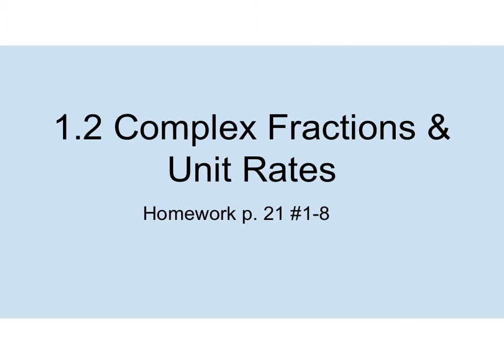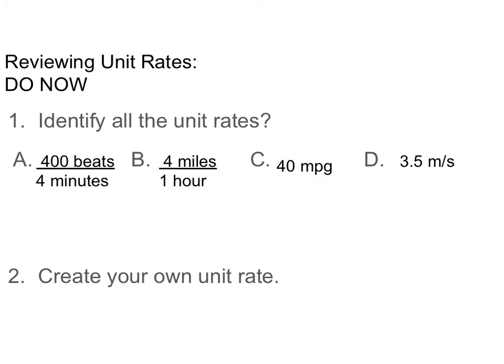Okay, this is 1.2 complex fractions and unit rates. So let's get started. On your do now, you're supposed to identify all that are unit rates. So unit rates, remember, is making sure that it is out of 1. So there is a 1 on the bottom. It could be miles per 1 hour, okay? Or we could also write it miles per hour, okay?